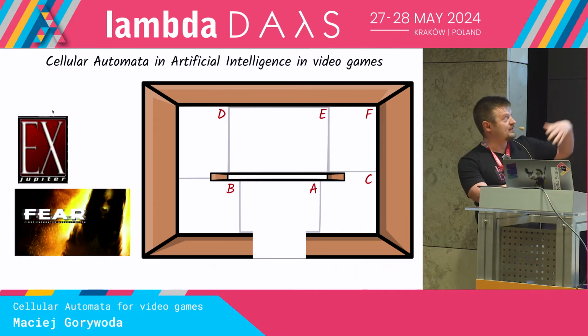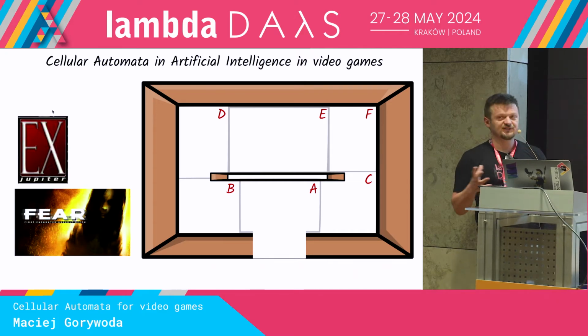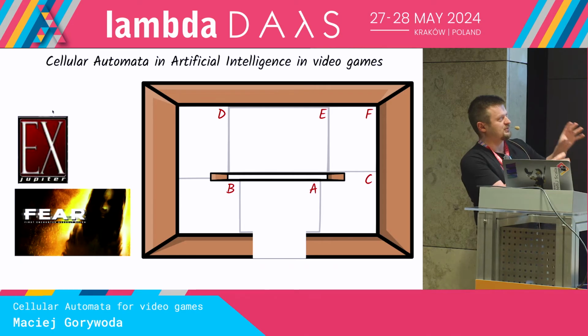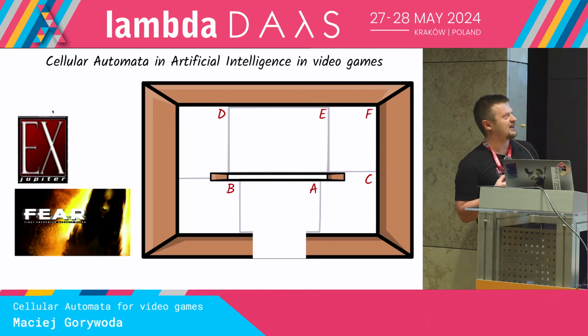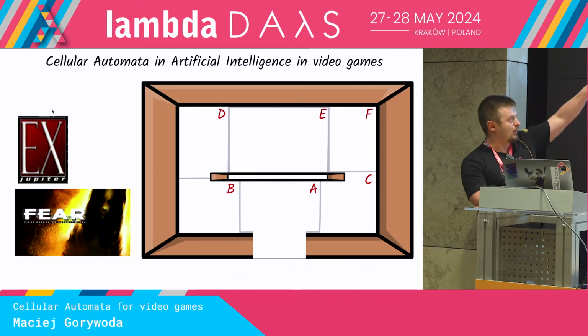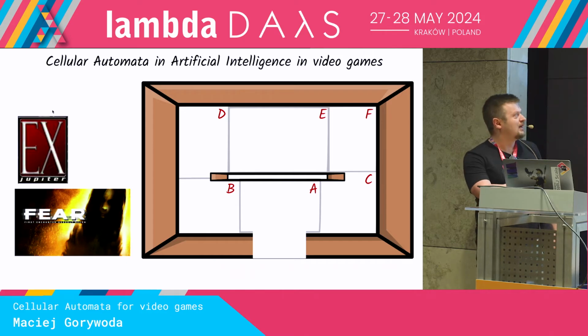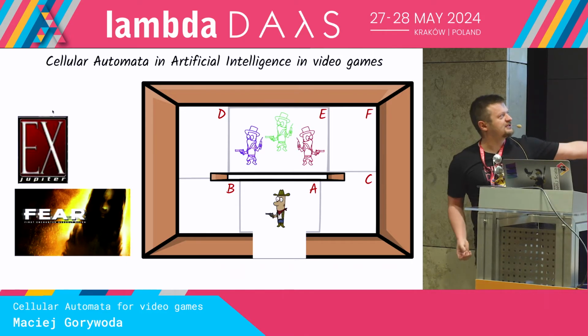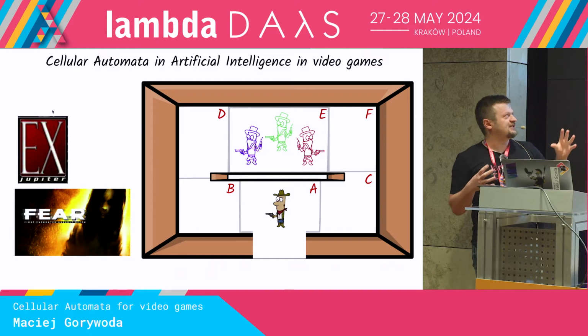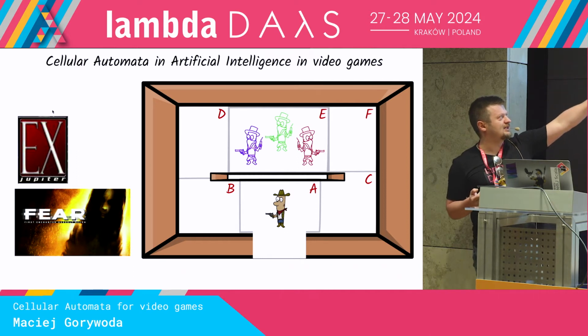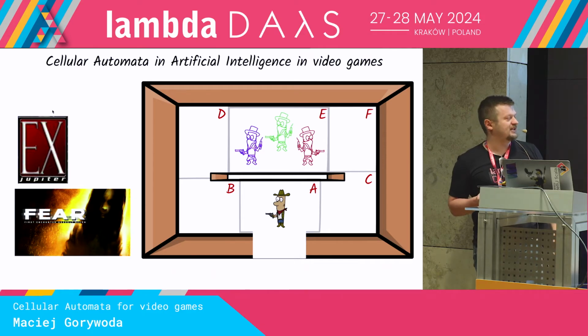So imagine we have a room like this. We have 6 cells. This is our world, this is our board. We have only 6 cells there: A, B, C, D, E, F. We have a wall in the middle of the room, and the player comes into that room. The player doesn't see that there are villains on the other side of the wall. There are 3 villains, and what we want is for them to go around to the point B and to C, and shoot at the player.